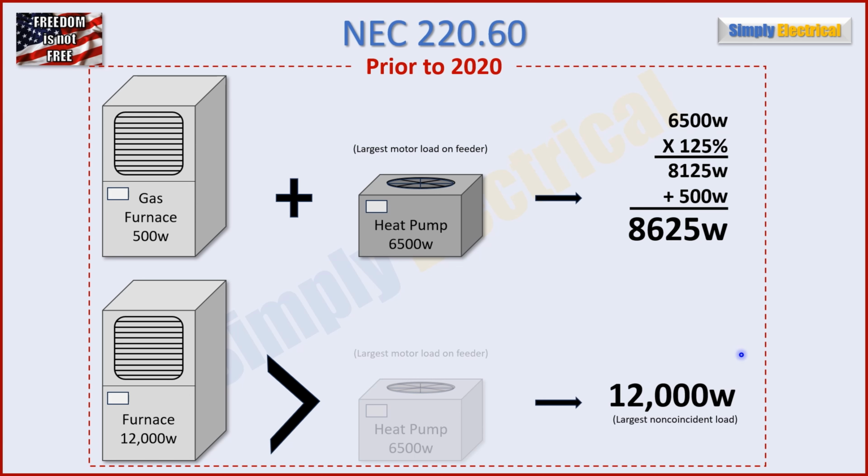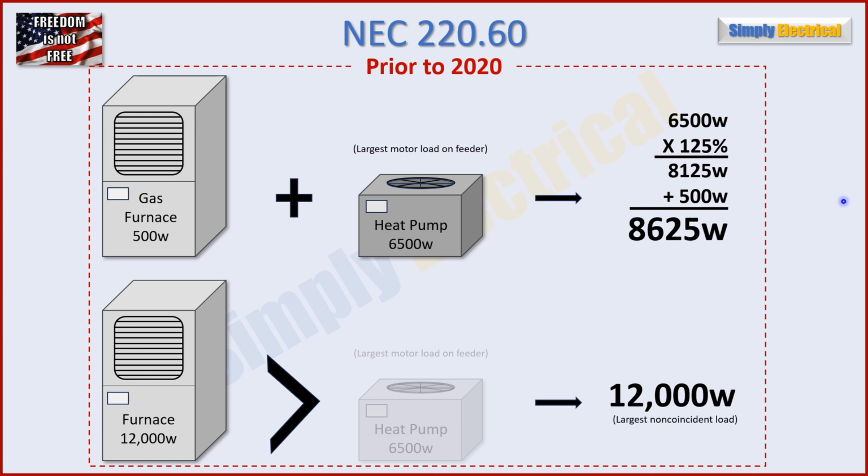So that means the next largest motor, whether it's a disposal, a pool pump, or something like that, would be the load that would be increased by 25%. Because the heat pump has been totally excluded, we go to the next largest load on the service.